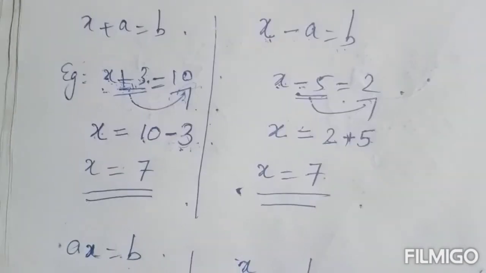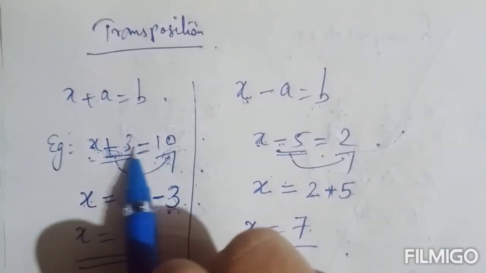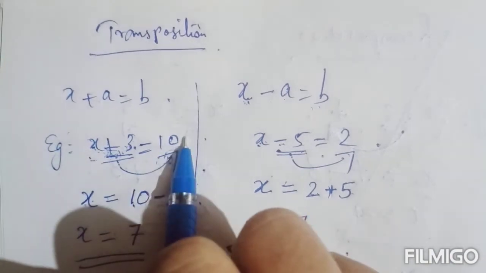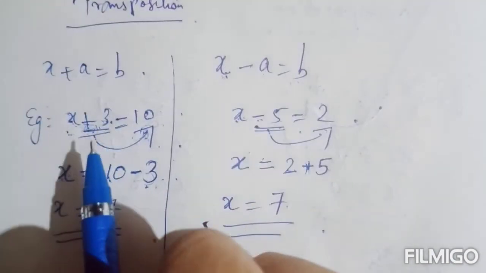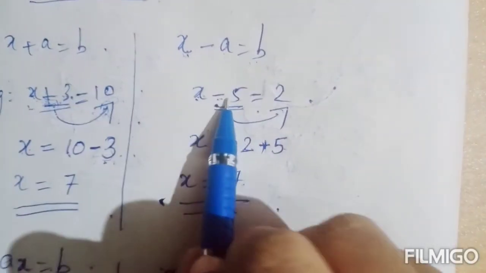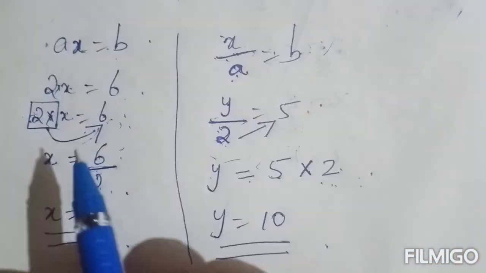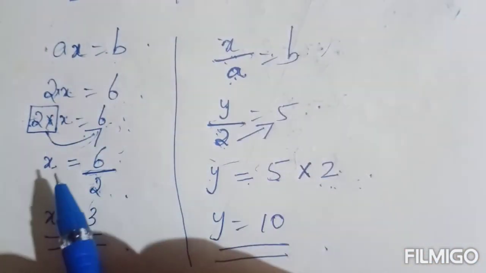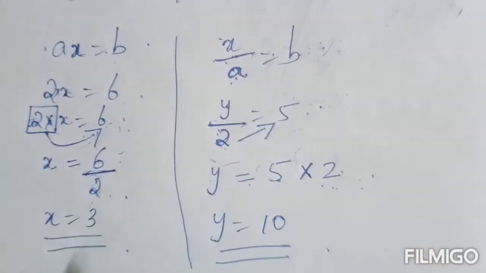Okay, so the rules are: positive term on taking to other side, plus 3 on taking to other side, it will be minus 3. Positive term on taking to other side, it will be negative. Negative term on taking to other side, it will be positive. Now multiplication on taking to other side, it will be division. Division on taking to other side, it will be multiplication.